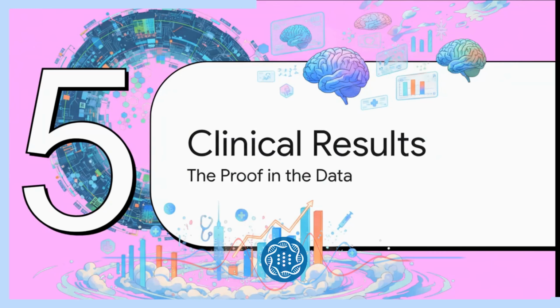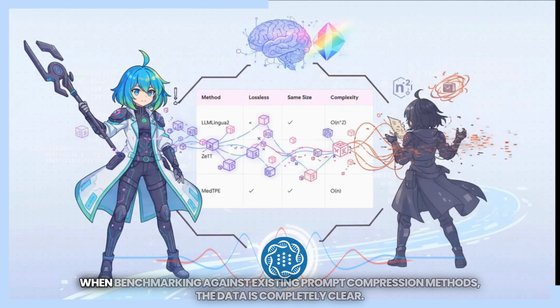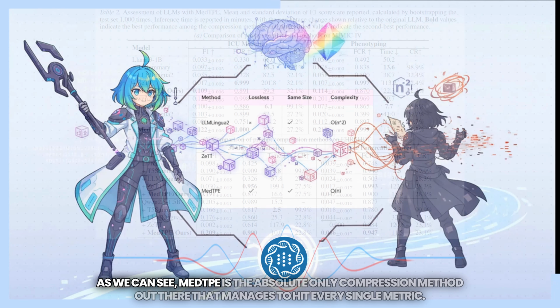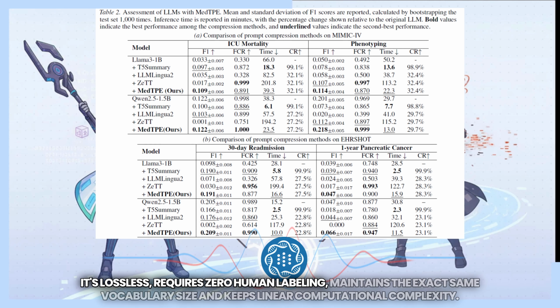Section 5. Groundbreaking clinical results. The proof. Let's look at the hard data. When benchmarking against existing prompt compression methods, the data is completely clear. As we can see, MedTPE is the absolute only compression method out there that manages to hit every single metric. It's lossless, requires zero human labeling, maintains the exact same vocabulary size, and keeps linear computational complexity.